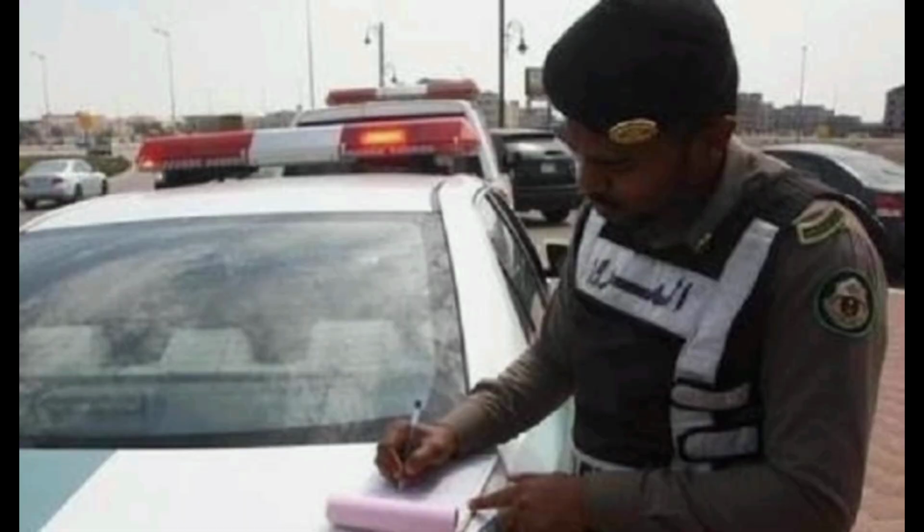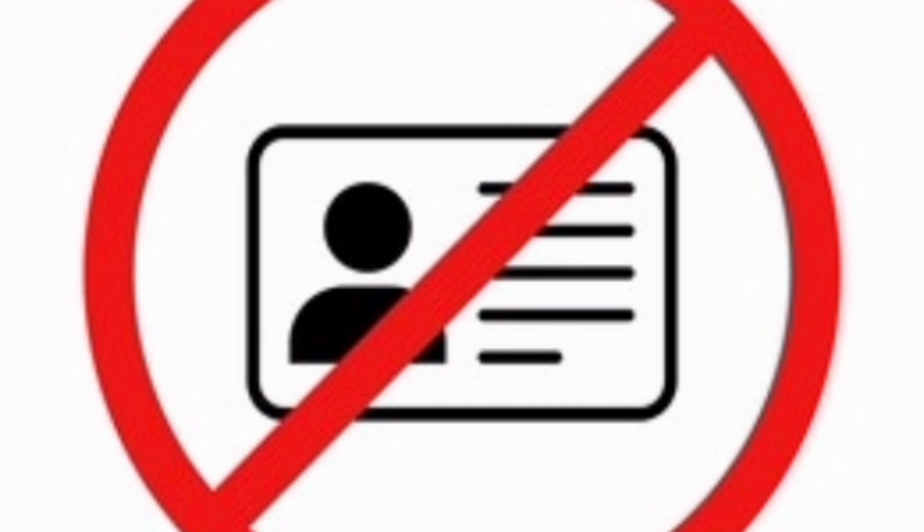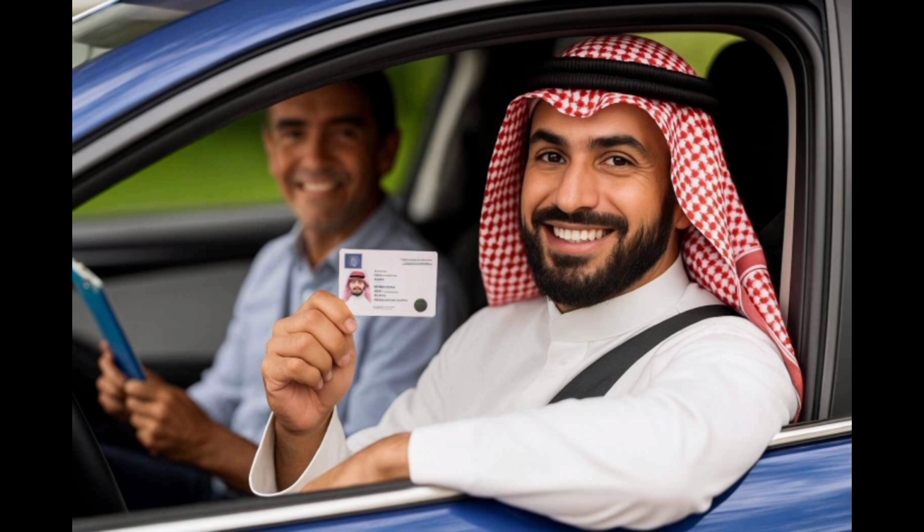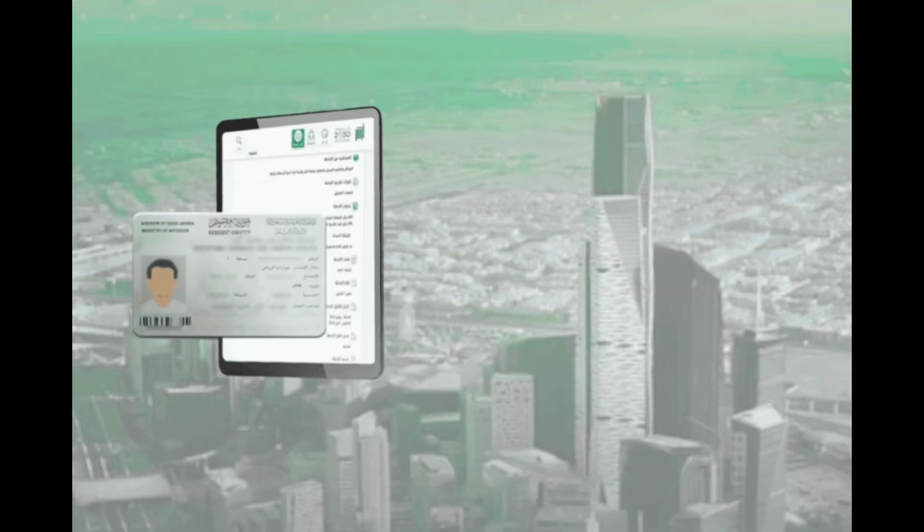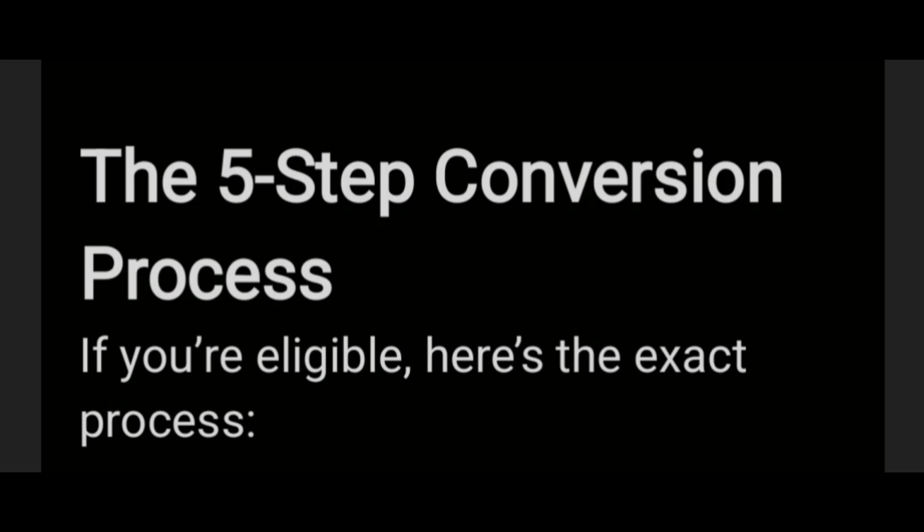So now what does this mean for you? If you are from one of these approved countries, you don't need to enroll in any driving school, you don't need theory or practical test, you simply convert your license through a straightforward process. It's the easiest and fastest way to get your Saudi driving license. Now let's talk about the 5-step conversion process.